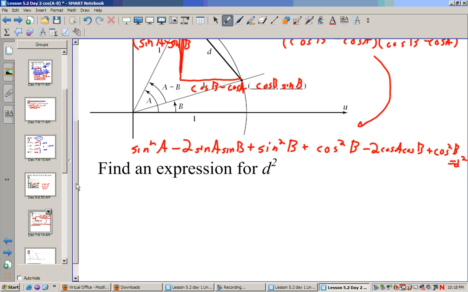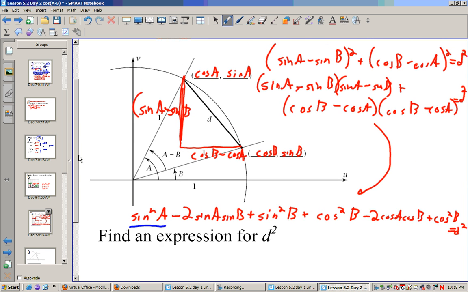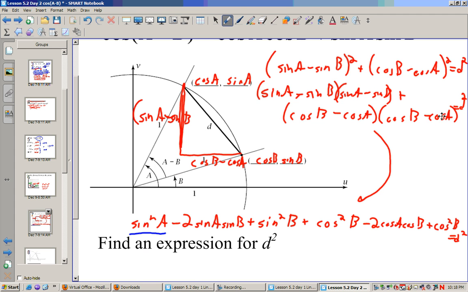Now let's see if there's anything that we can simplify. We have sine squared A, and when I have cosine A times cosine A, this should be cosine squared A. Alright, do you see that mistake? Cosine times cosine should be cosine squared A. So if I take sine squared A plus cosine squared A, that should just equal 1. So let's just write a 1 out there instead of writing these two values.